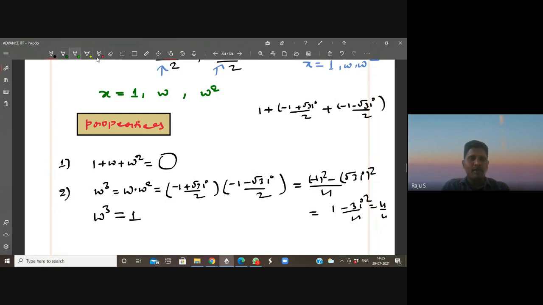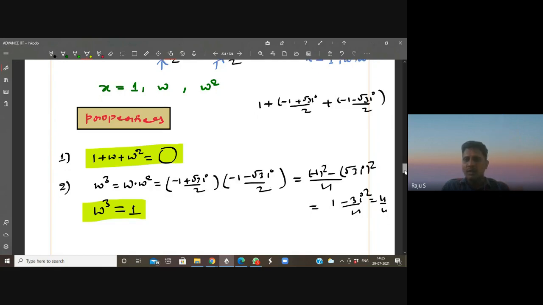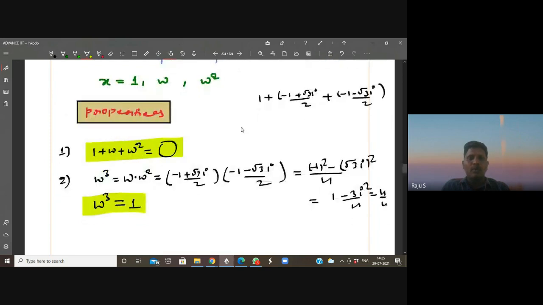So omega cube, I told you there are 2 important properties. These 2 are important properties. One is 1 plus omega plus omega square always becomes 0. Omega cube value is 1. The sum of the values becomes 0. The product of the roots becomes 1: 1 into omega into omega square is always 1. That you have to remember.